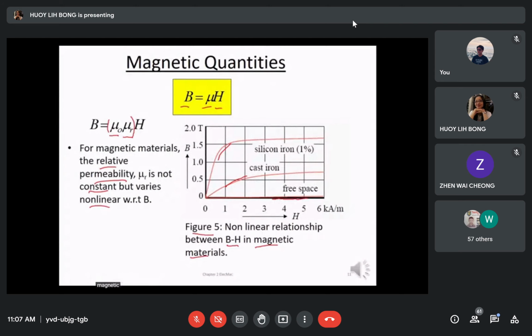Magnetic materials will saturate at a certain level, in which this characteristic is reflected in the DC or AC machine.